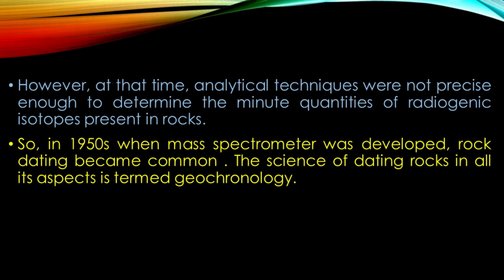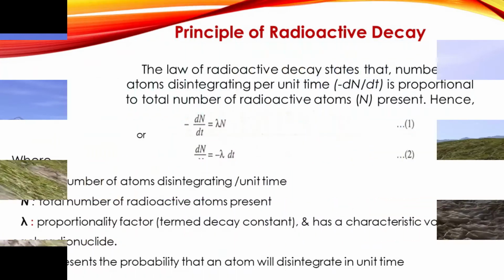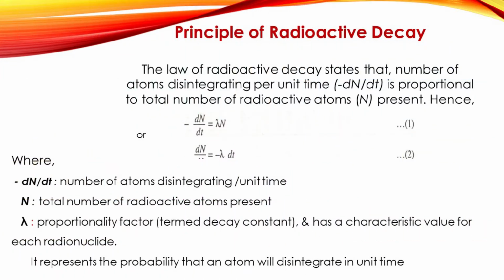Now we'll talk about the fundamental principle of radioactive decay. According to this law, the number of atoms disintegrating per unit time, that is dN/dt, is proportional to the total number of radioactive atoms present. Hence, we get dN/dt = λN as equation 1.